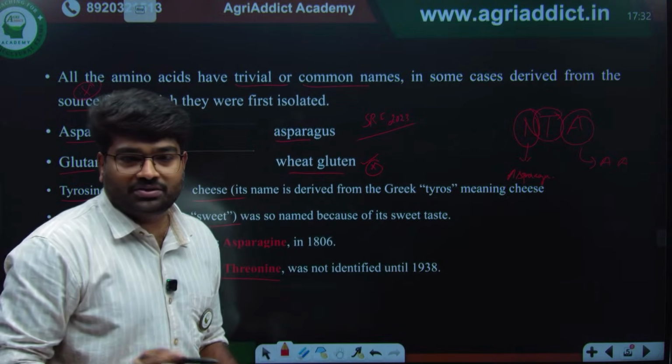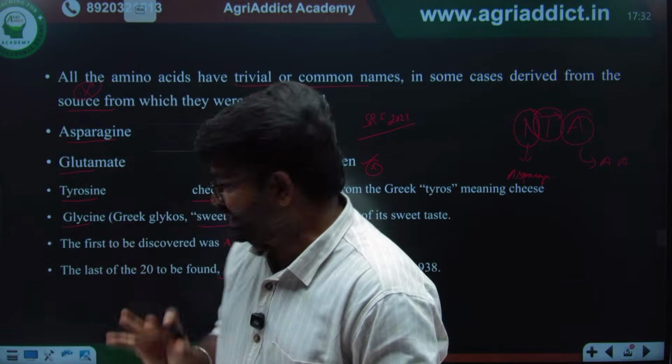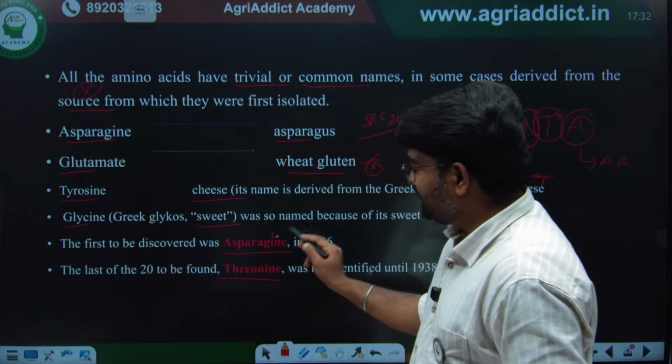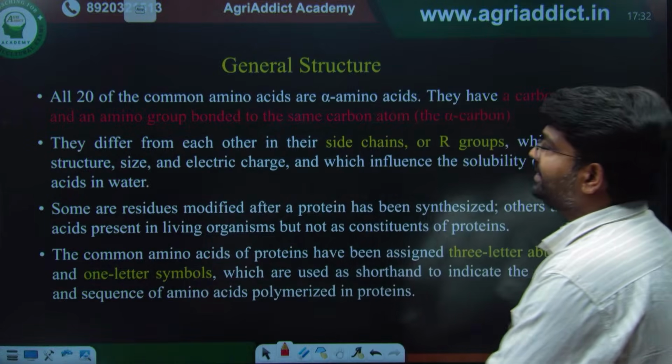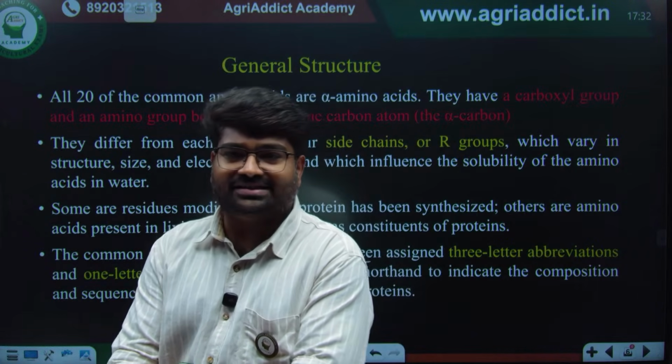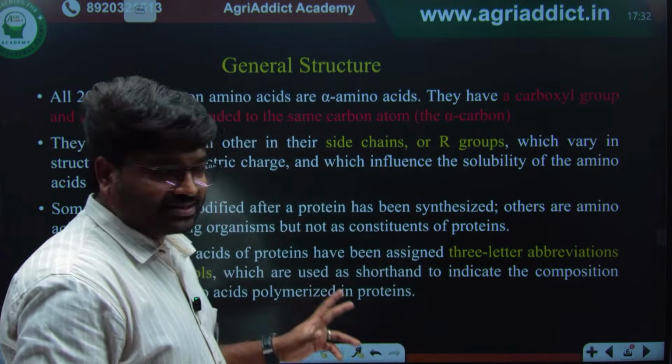Okay. So you just have to remember NTA. The first discovered amino acid is asparagine, and the last discovered is threonine, in 1935. I hope this is clear. Now we are going to see the general structure of an amino acid, as we already discussed.